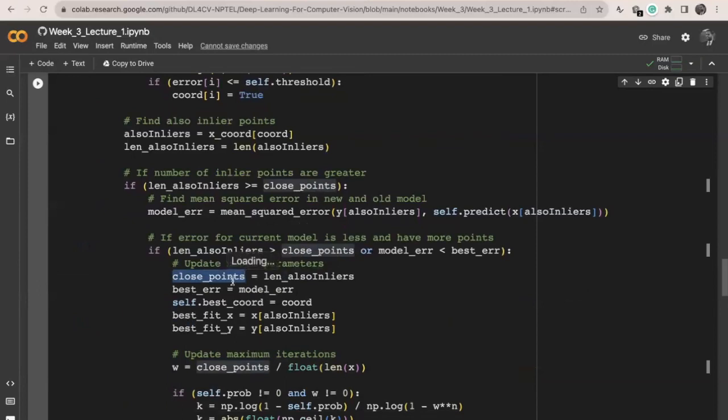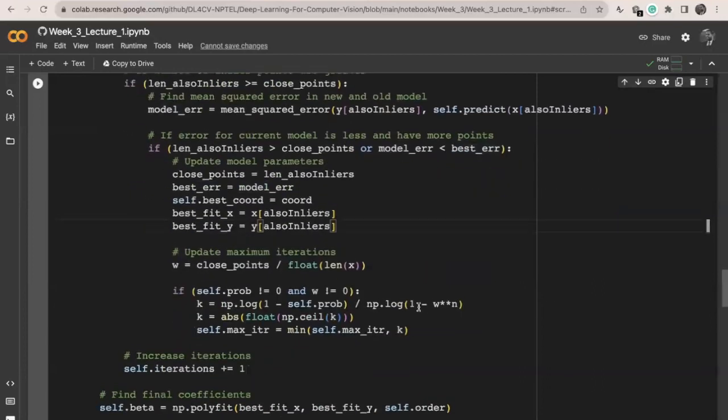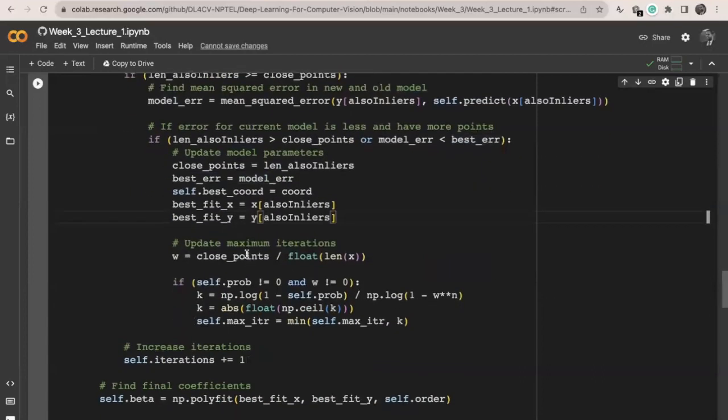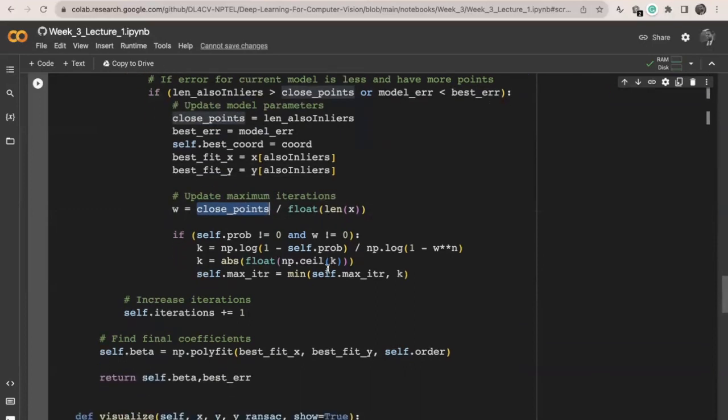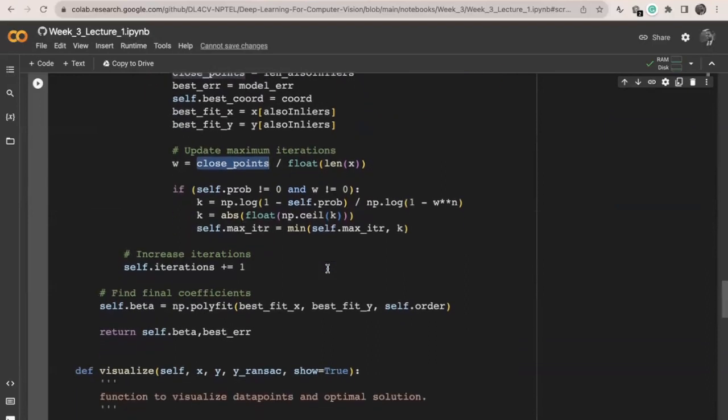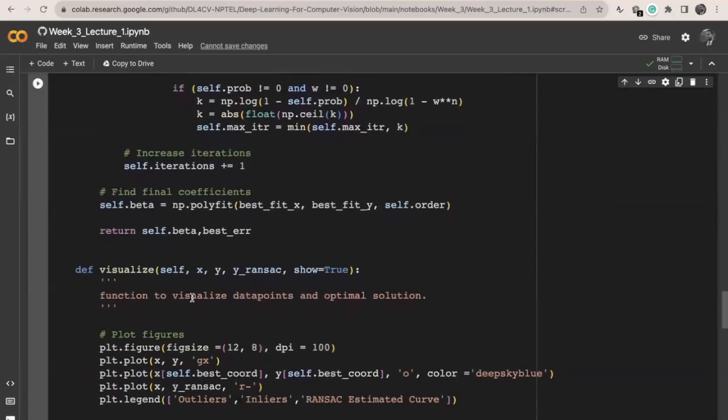Now the close points is the number of points that is inside the close boundary of the neighborhood. We'll update the close points, the best error, and the best coordinate, and also best x and best y. Then we'll also update the maximum iteration as well. Once this is done, we can do this for the maximum number of iterations, and we will find the best coefficients and the best score and everything out of it.